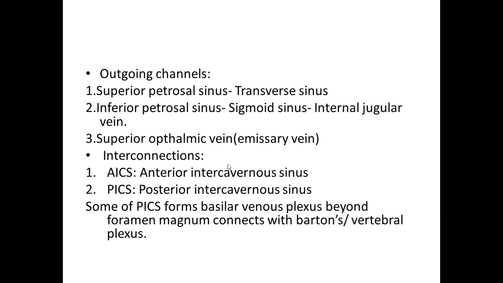Coming to interconnections, there are two interconnections. One is anterior intercavernous sinus, and another one is posterior intercavernous sinus. Some parts of posterior intercavernous sinuses form basilar venous plexus. This extends beyond the foramen magnum and connects with the Batson's or vertebral plexus, and this channel is responsible for the metastasis from prostate to the brain.